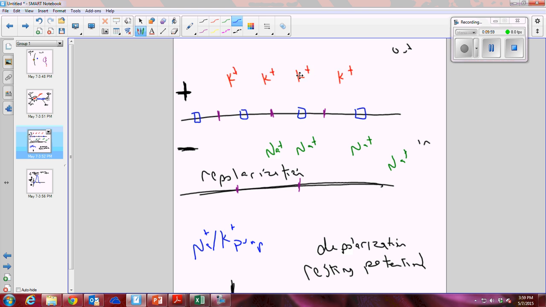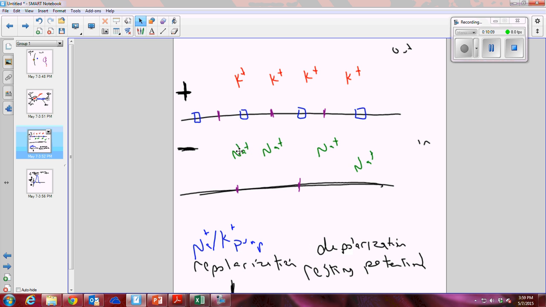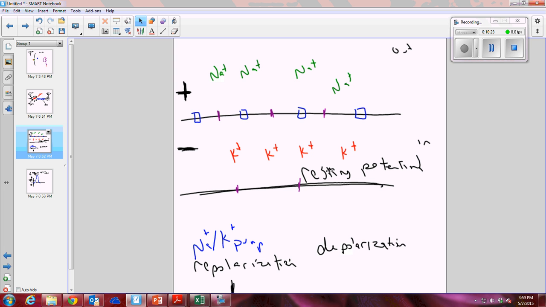Now, how are we going to get back to resting potential? Well, we have to pump the sodium out and the potassium in. In order to do that, we're going to use these sodium potassium pumps, and that requires energy. Active transport sets those back right to where they were, and the cell is back at resting potential, ready to fire a new action potential. Now, this period of time where it cannot make a new nerve impulse is called the refractory period.